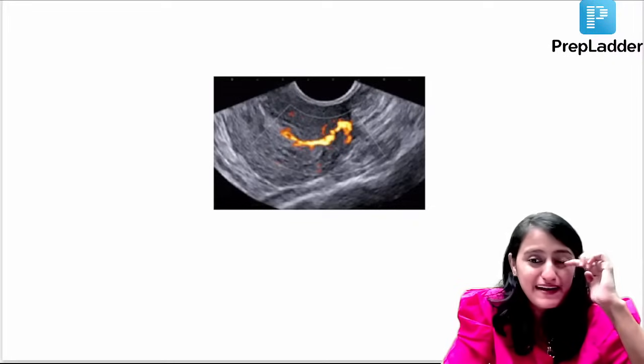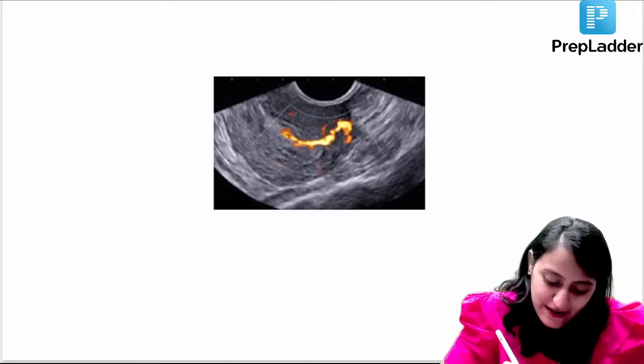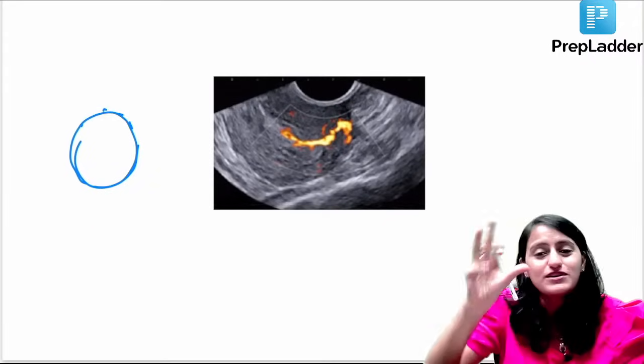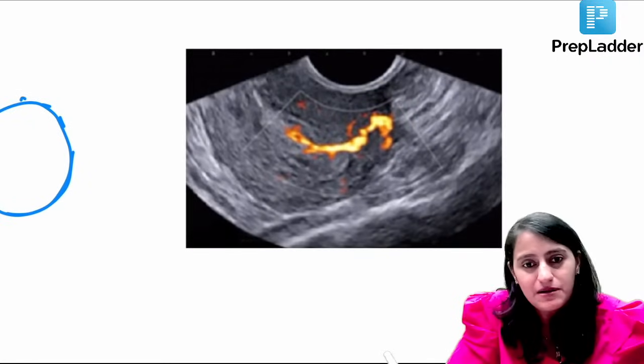Is this ring of fire? Remember, every orange colored image that you see is not a ring of fire. Ring of fire means it will actually look like this ring. It will have the orange vessels in a ring. This is, again, a power Doppler.